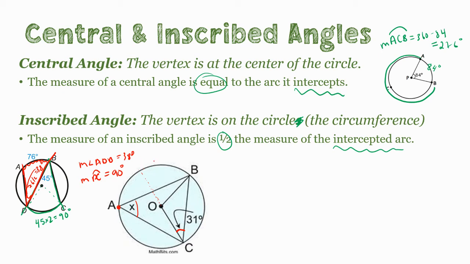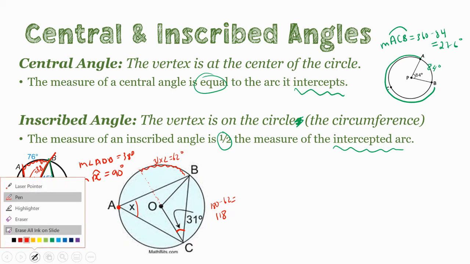Maybe I can do 31 times 2 to get this arc right here. And I would get 62. And then that's a diameter, so maybe then I do 180 minus 62, and I get, what's that? I guess this works. 180 minus 62. This wasn't my intention, but I just thought of it. 118. That's this arc.